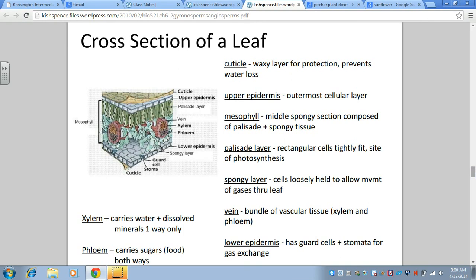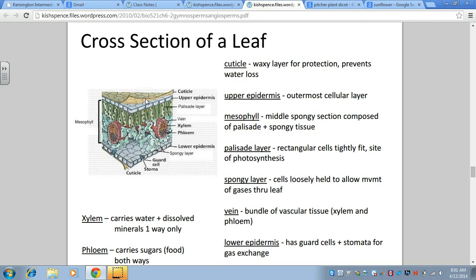But this is showing a cross-section of a leaf. Okay, and we looked at parts of a leaf on the microscope in one of our earlier labs. So remember, the uppermost and the bottommost cellular level, just like in us, is like a skin. So they have an upper epidermis and a lower epidermis. Okay, so they're the uppermost or outermost cellular layers. But outside of that, they have a protective coating called the cuticle.